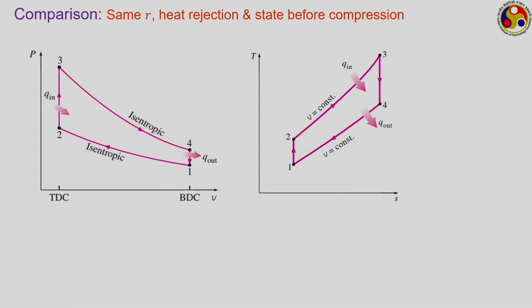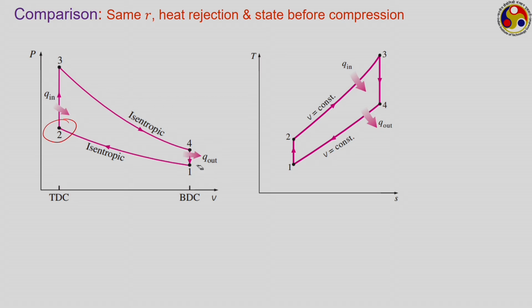First set of comparison, where we have the same compression ratio, same amount of heat rejection and same state before compression. The Otto cycle diagrams are shown, we have to plot the diesel cycle on top of this. Now, we are talking about same compression ratio and same state before compression. Same state means point 1 is same, same compression ratio, so point 2 is also same, means the 1 to 2 process remains same. Same amount of heat rejection.